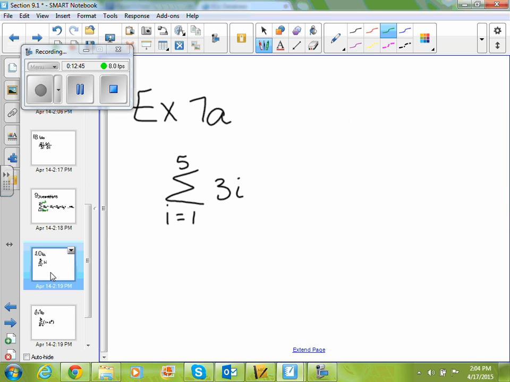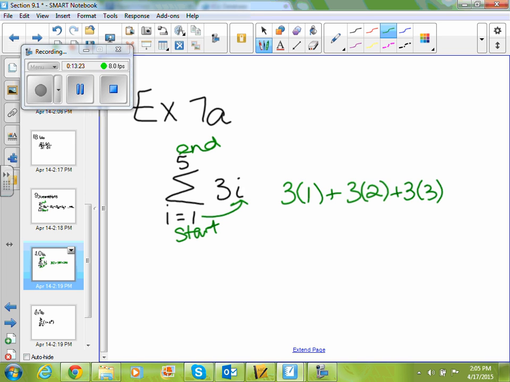So if I look at example 7, I'm given the sum from i equals 1 to 5 of 3i. And so I know that I'm going to start at 1 and end at 5. And I'm going to plug all those numbers in. So if I plug in 1 for i, then I get 3 times 1. And then I know I need to add my next term to that. So then if I plug in 2, I get 3 times 2. If I plug in 3, I get 3 times 3. If I plug in 4, I get 3 times 4. And if I plug in 5, I get 3 times 5. And I'm stopping at 5 because that was my ending value.